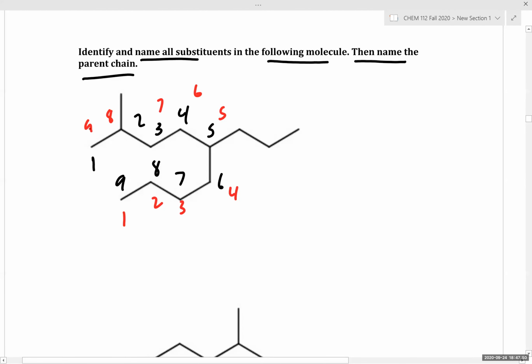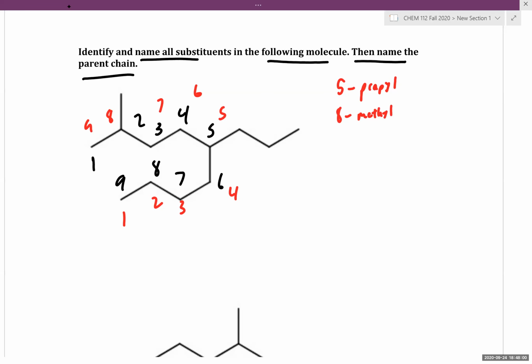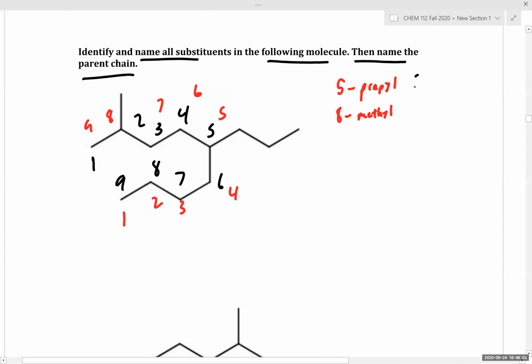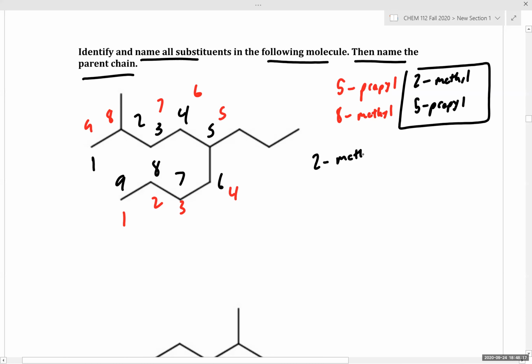Okay, and now we look at our locant numbers. In this case, we have 5 propyl and 8 methyl for our red ink counting method, compared to our dark ink counting method of 2 methyl, 5 propyl. As we can see, the counting method in black gives us the lowest locant numbers, so we call this 2 methyl, 5 propyl, and then 9 carbons is nonane.